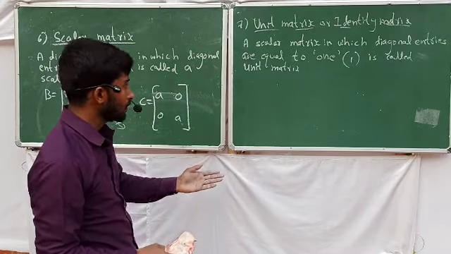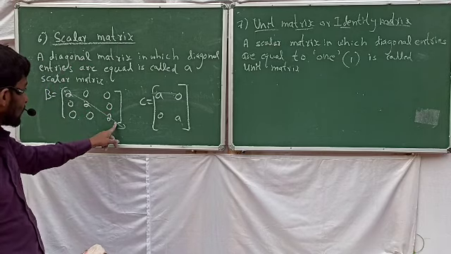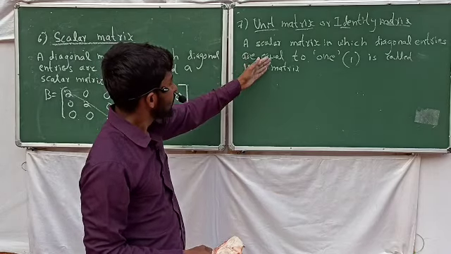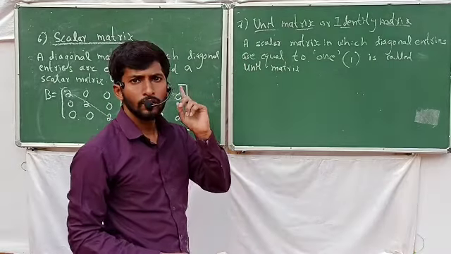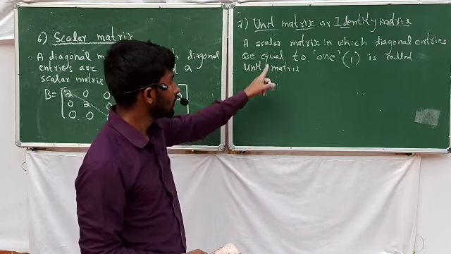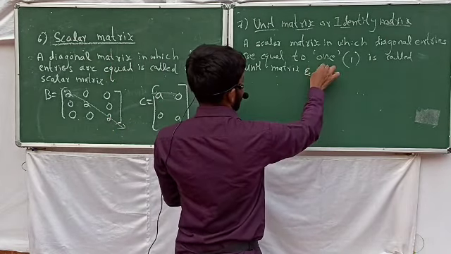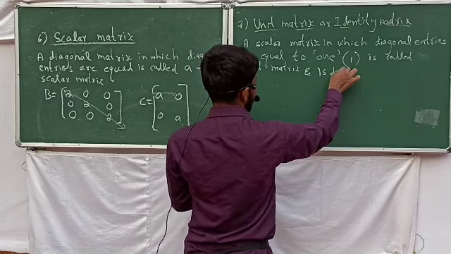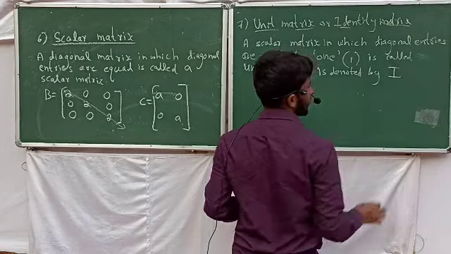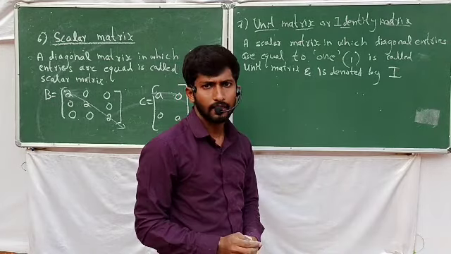But what's the difference? In a scalar matrix, whatever the numbers may be, they are equal. But here, in this matrix, the diagonal entry is equal to the real number 1 only. You can't take 2 or 3 or 4 or 5 or any other number. You need to take the number 1 only. It is denoted by the capital letter I. It's the notation for identity matrix or unit matrix.